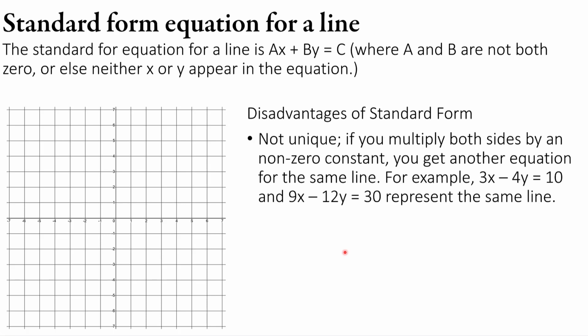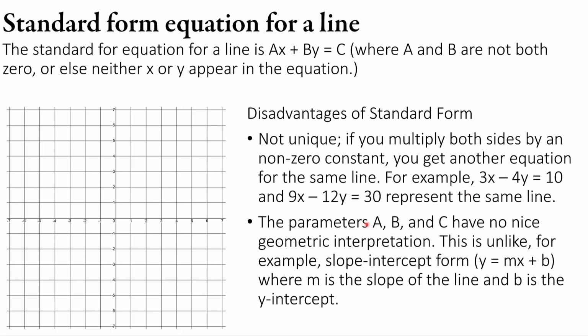Disadvantages of standard form. It's not unique. If you multiply both sides of this equation by a non-zero constant, you get another equation of the same line. For example, 3x minus 4y equals 10. If we triple both sides of this equation, we get 9x minus 12y equals 30. So the equations look different, but they represent exactly the same line, which can be confusing.